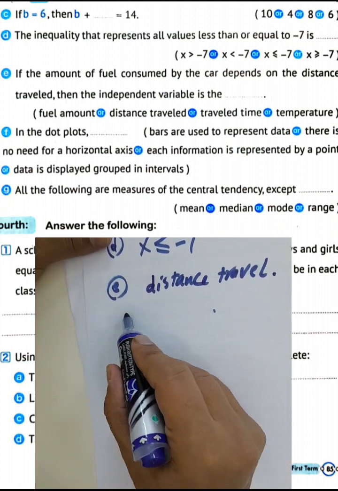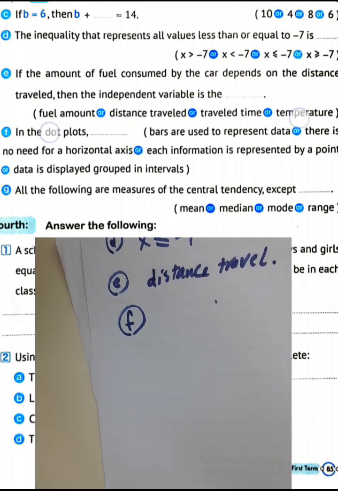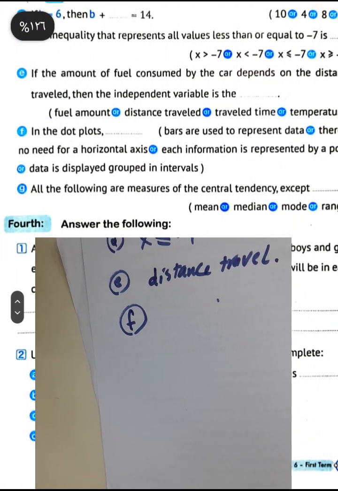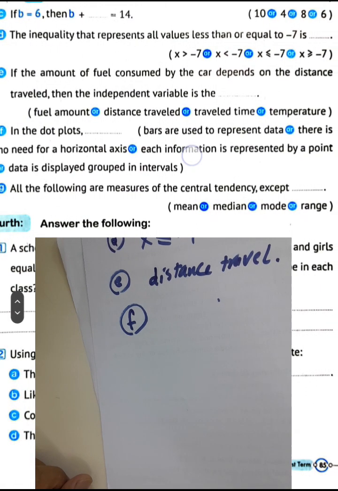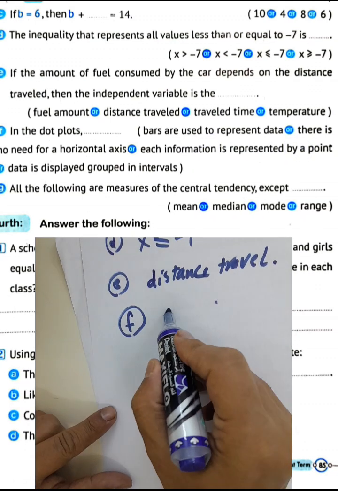Question letter F. In dot plots, each piece of information is represented by a point. Okay, each piece of information is represented by a point. Choose the fourth solution.